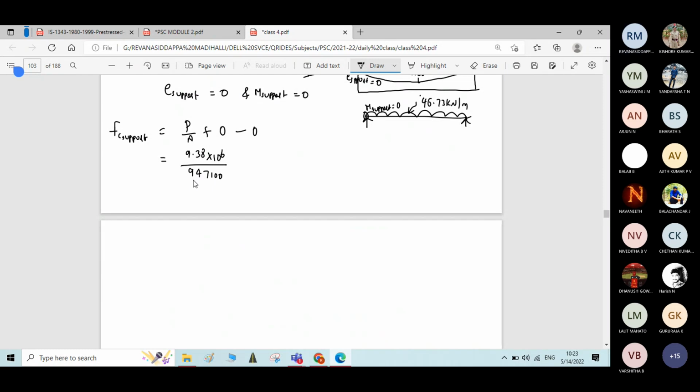9.47 into 100. By this, you will get the stress in the concrete at the level of steel at support. Support is equal to 9.9 Newton per mm square. Please cross check the answer. Don't simply listen to the class. All of you solve the problem.